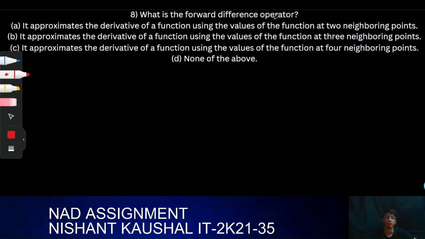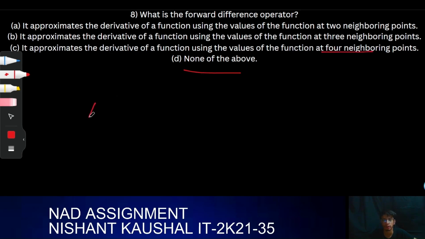What is forward difference operator? A. It approximates the derivative of a function using the values of the function at two neighboring points. B. It approximates the derivative of a function using the values of a function at three neighboring points. C. Four neighboring points. D. None of the above.